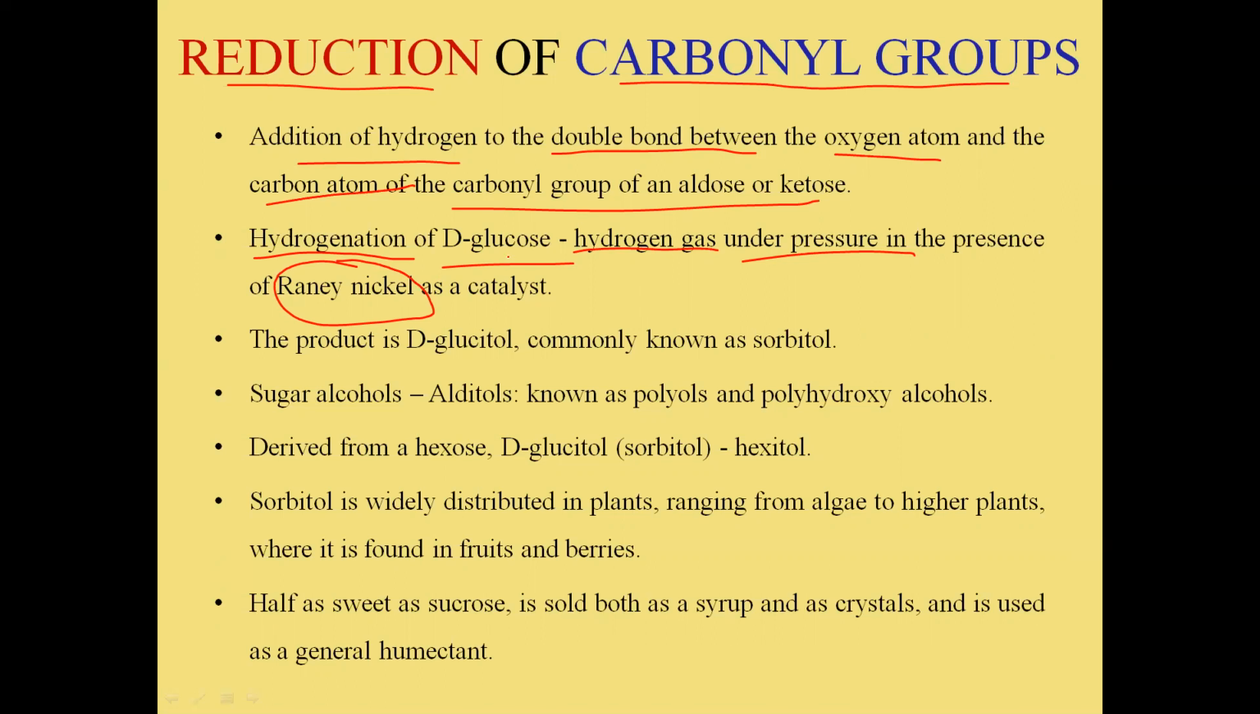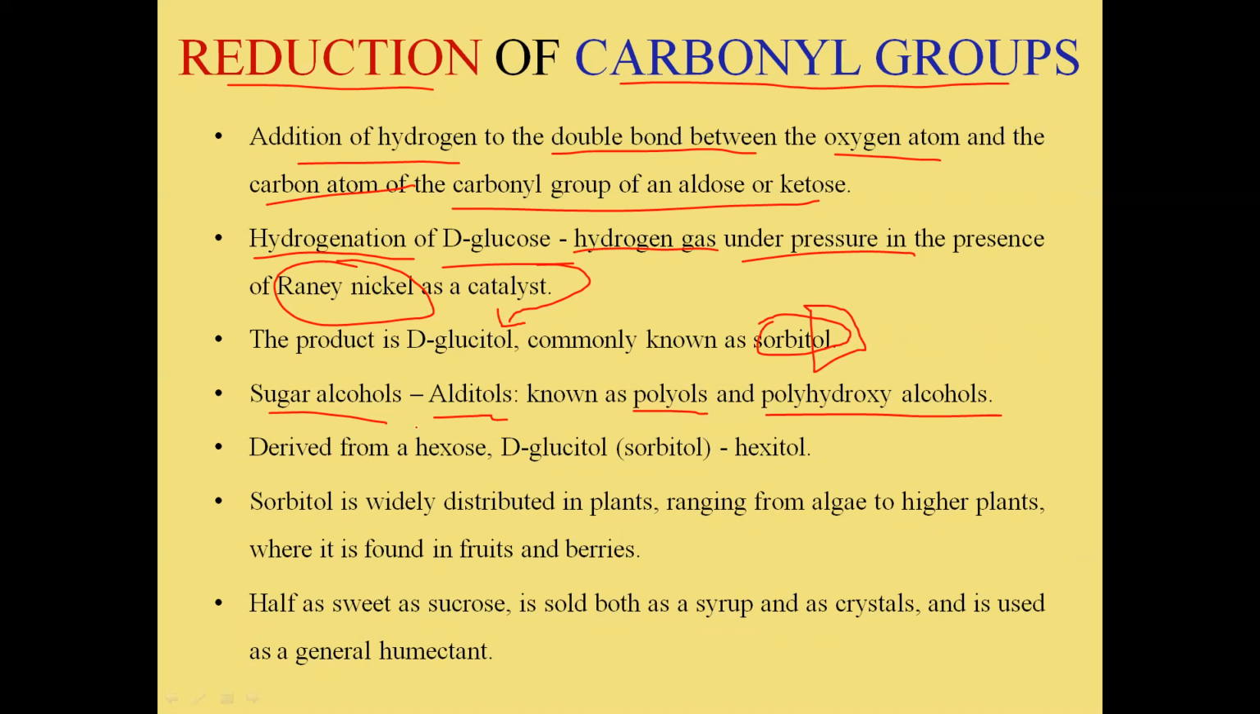On hydrogenation of D-glucose, the product formed is glucitol, which is commonly called sorbitol, its commercial name. From the suffix -ol, it is very clear that they have alcohol groups, and they are also called sugar alcohols or alditols, as they are derived from aldose sugars. They are known as polyols or polyhydroxy alcohols.